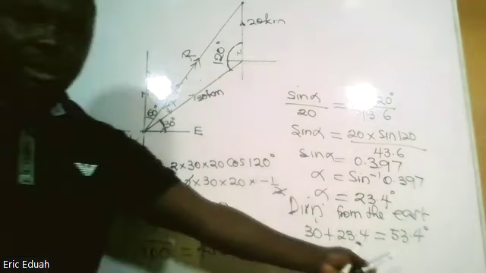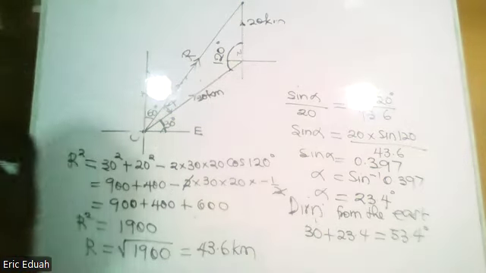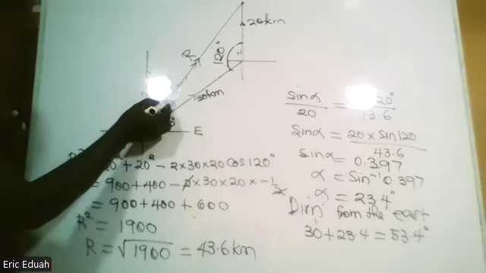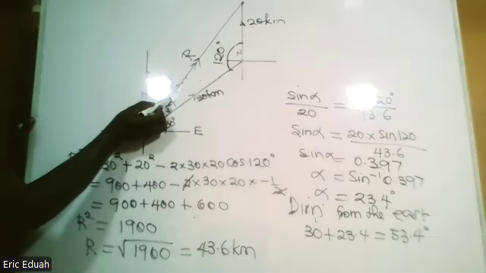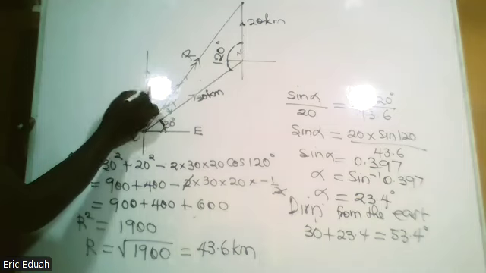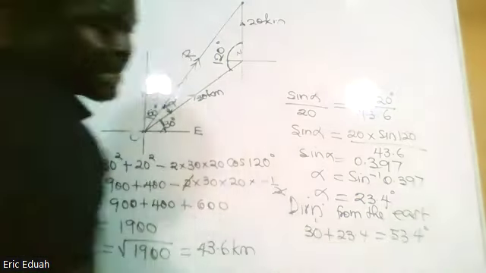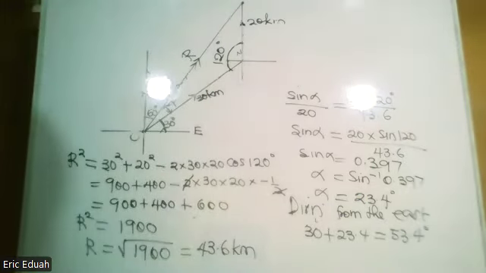Now if you want the angle this same resultant makes from the north, subtract this from 90, and you are good to go.